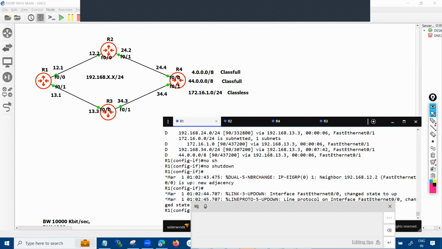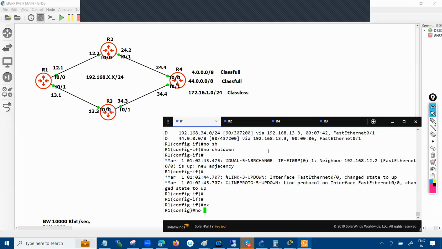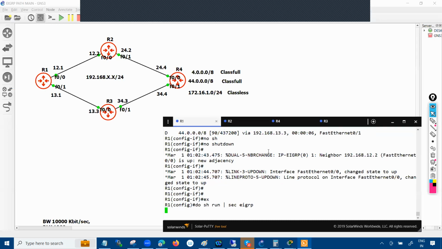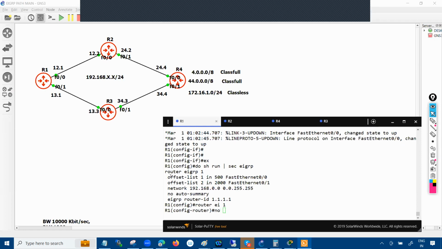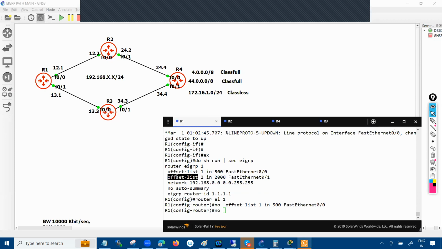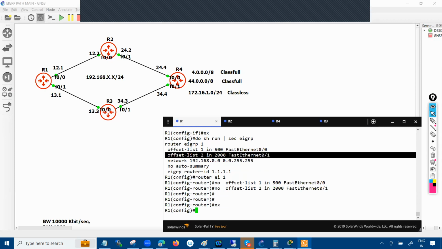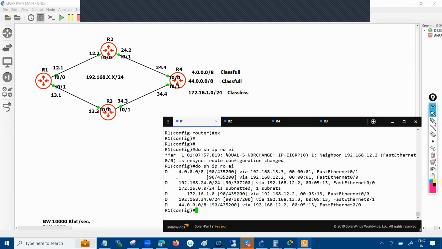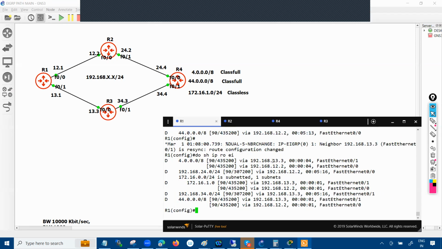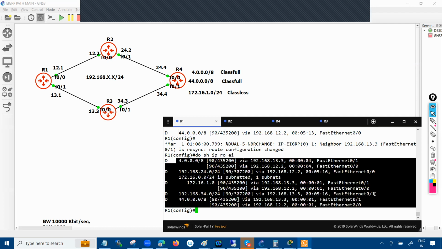I'll remove everything right now. You should also remove it. So I don't have anything right now. So everything is equal cost right now, equal cost in EIGRP. So I will be doing the load balancing from here. Two types of load balancing we have: equal cost load balancing or unequal cost load balancing.